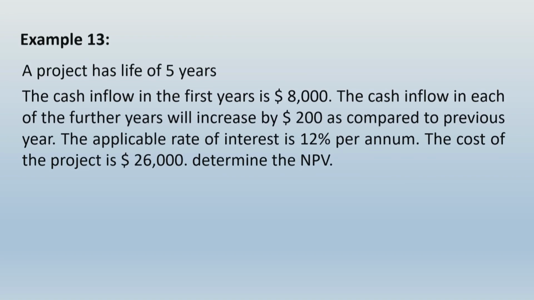Now in continuation with the series of examples, the next upcoming example is example 13. Let us read this example. It says, a project has life of 5 years. The cash inflow in the first year is $8,000. The cash inflow in each of the further years will increase by $200 as compared to previous year. The applicable rate of interest is 12% per annum. Cost of the project is $26,000. Determine the NPV. So this is just going to be very simple if you identify how to solve it.